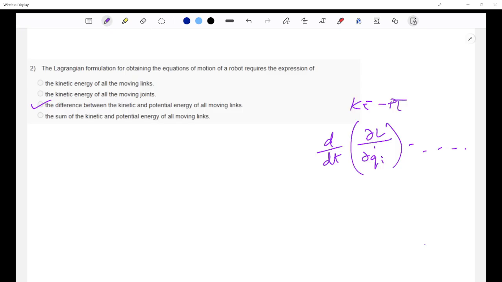In the third option, we have the difference between kinetic and potential energy of all the links, and that's correct. We already did a question on it. The last one is the sum of kinetic and potential energy of all the moving links. No, that is the total mechanical energy and it is not the Lagrangian, so this is incorrect. So the third is the correct option. Very good.